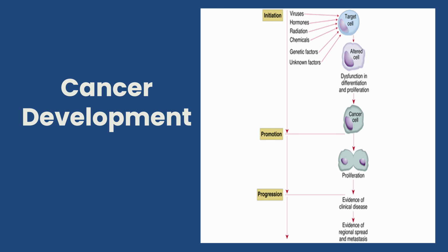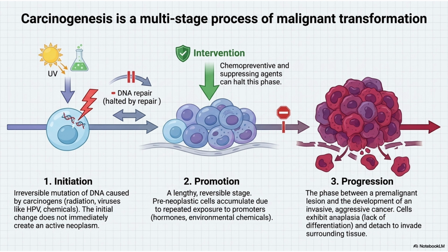This diagram demonstrates the stages of cancer development. A normal cell becomes altered after exposure to carcinogens. It progresses through abnormal proliferation and eventually develops into clinically evident cancer with possible metastasis. Carcinogenesis occurs in three stages: initiation, promotion, and progression. Initiation involves irreversible DNA mutation. Promotion stimulates the growth of those abnormal cells, and progression leads to aggressive, invasive cancer.